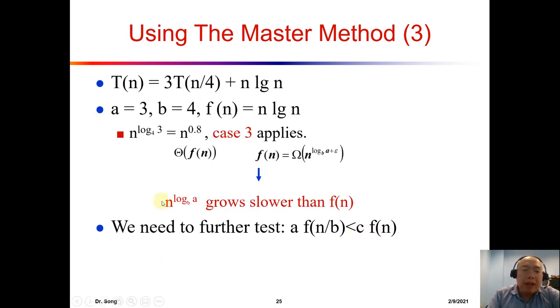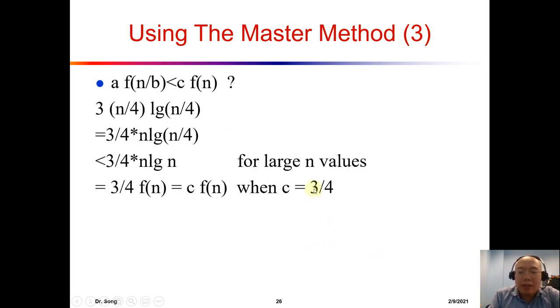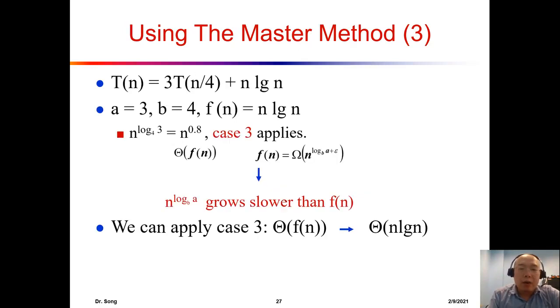Number one, n to the power log_b a grows slower than f(n). That's the first thing. And number two, after we plug in a and b and f(n), we are able to prove that a f(n/b) is smaller than c f(n), and the c value is 3 divided by 4. That is a small positive value smaller than 1. So after we have proved those two parts, we can say this case can apply case 3 of the master method. Okay, so let's move on.